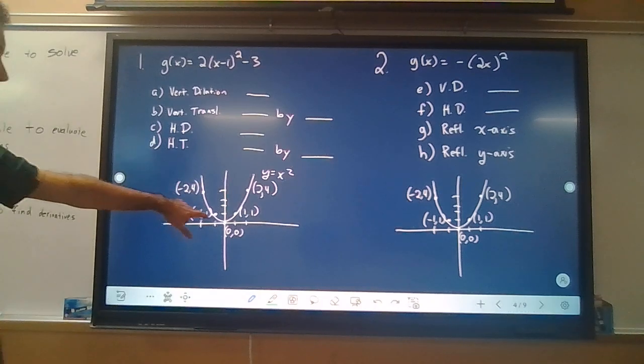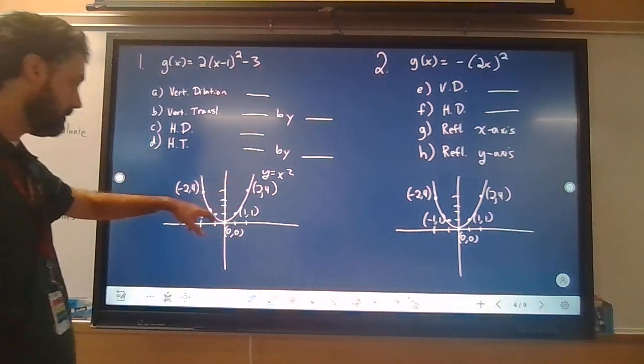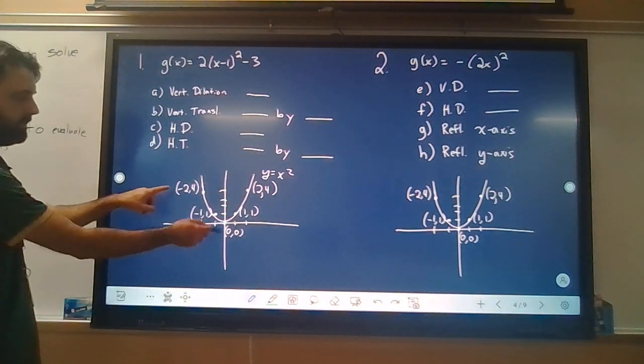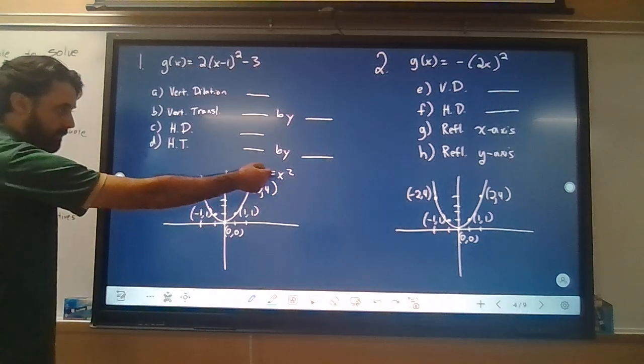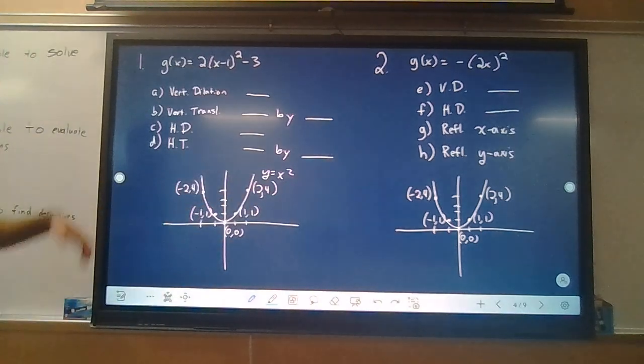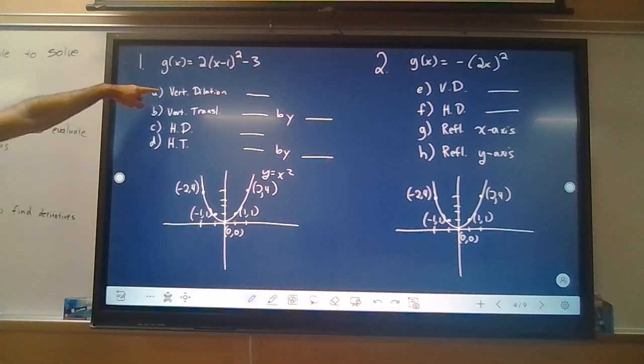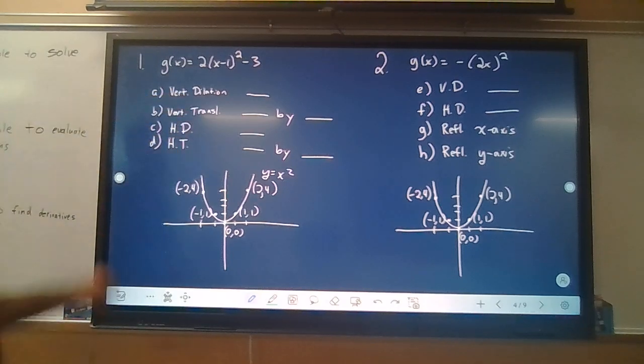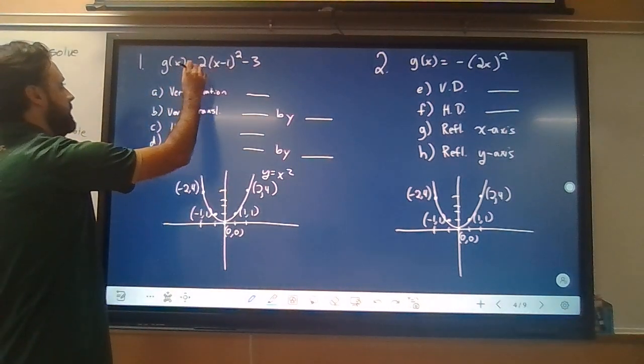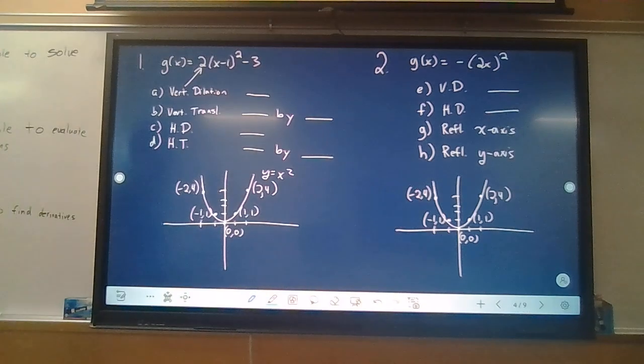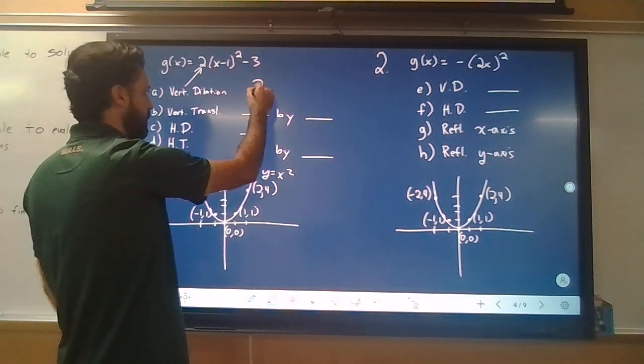I do have a graph here of y equals x squared that you need to memorize. You need to know these 5 coordinate points right here. They do not change for the graph of y equals x squared. All right, so first, does this graph have a vertical dilation? Yes. If there's a number that is multiplying in front, that's our vertical dilation, so it's a factor of 2.